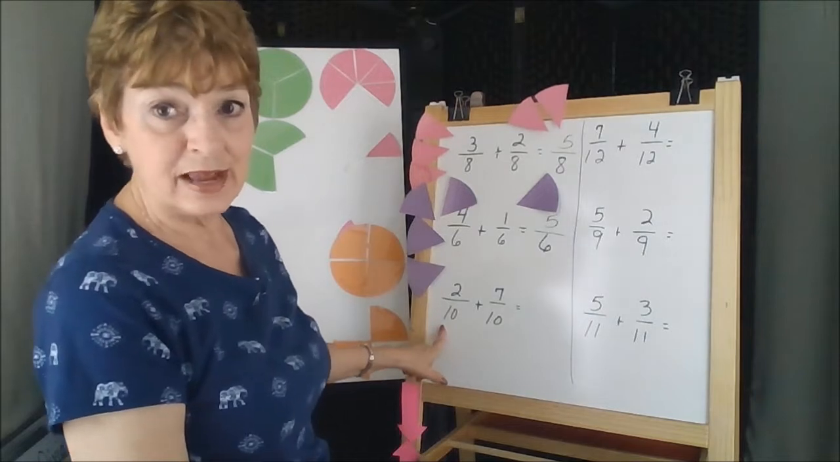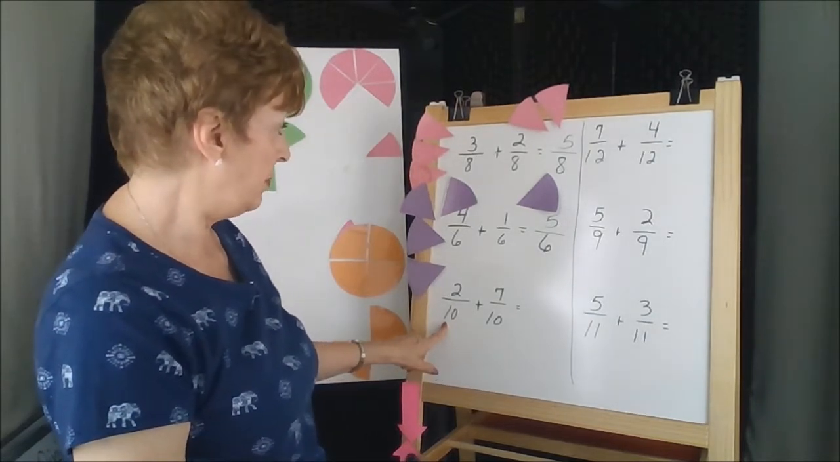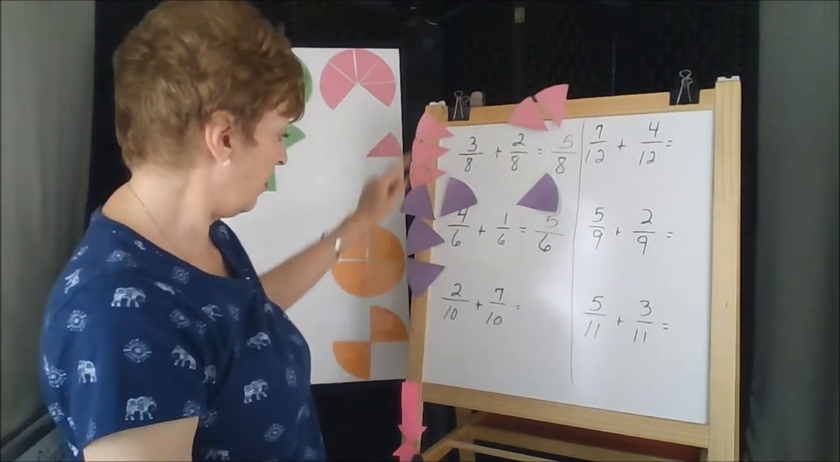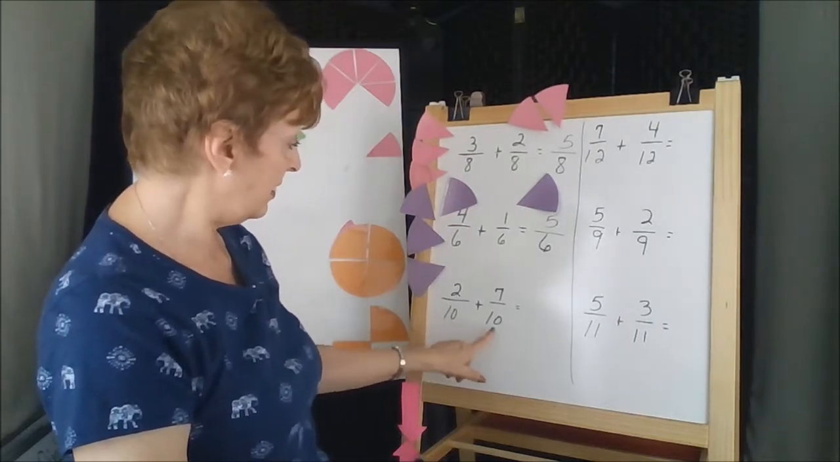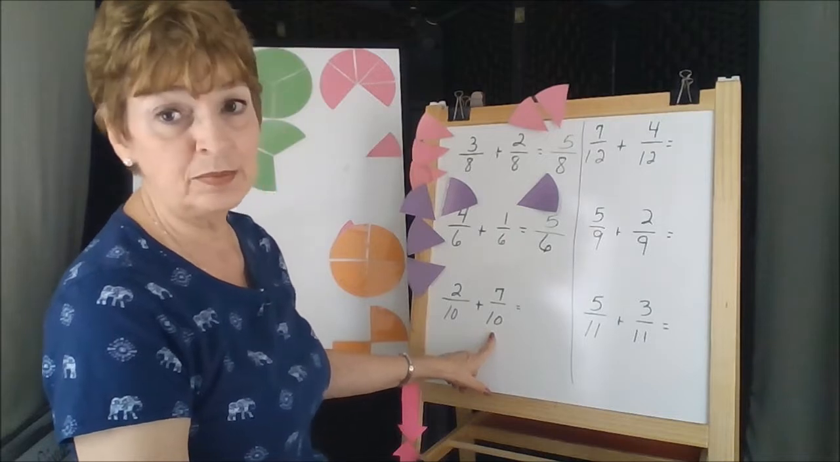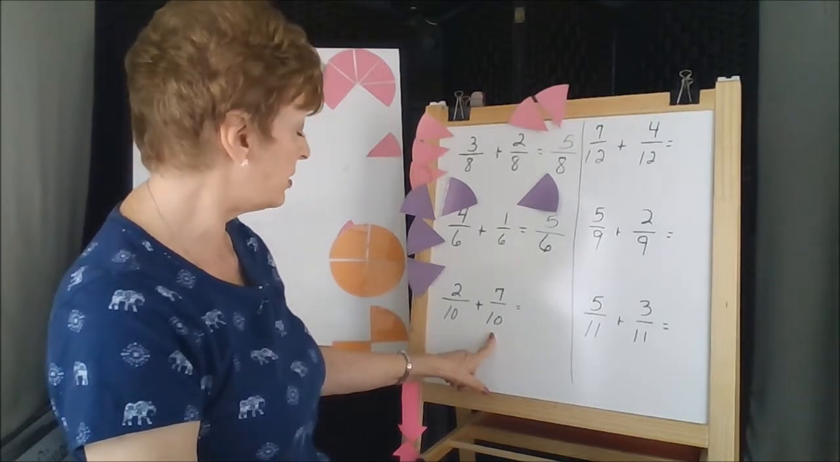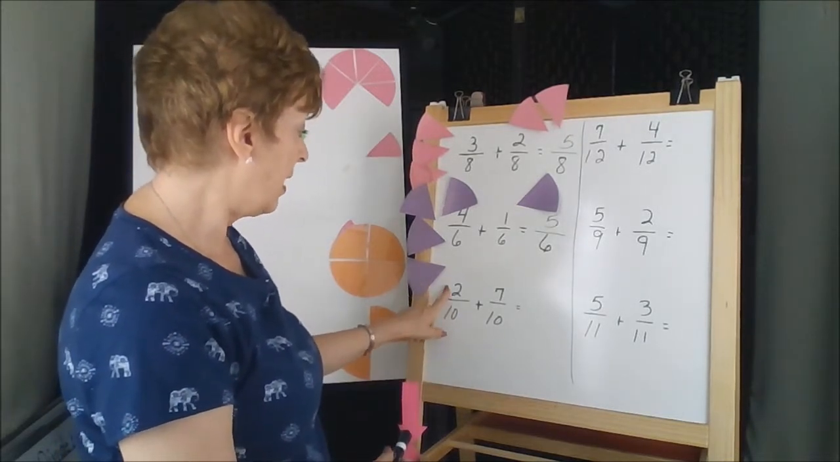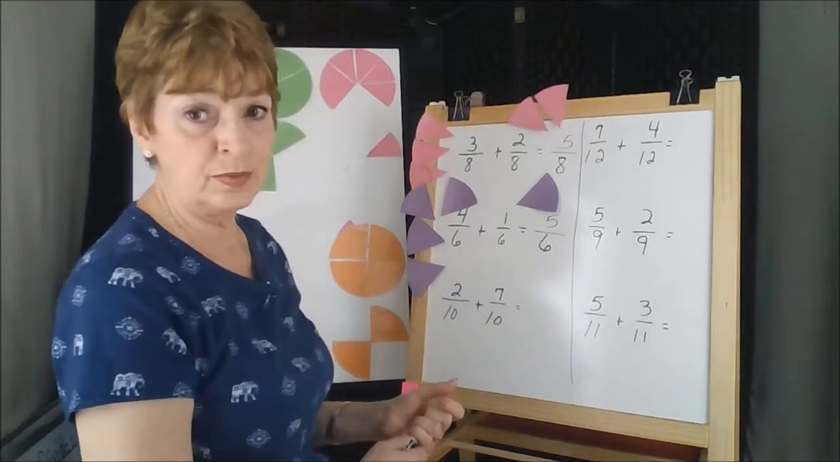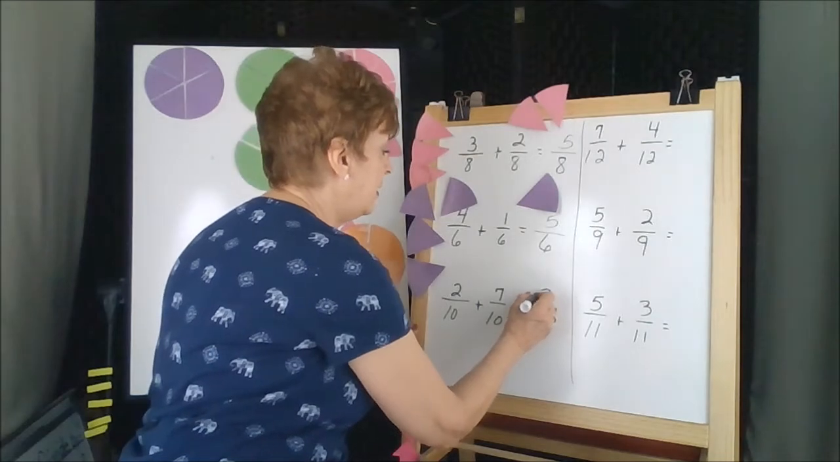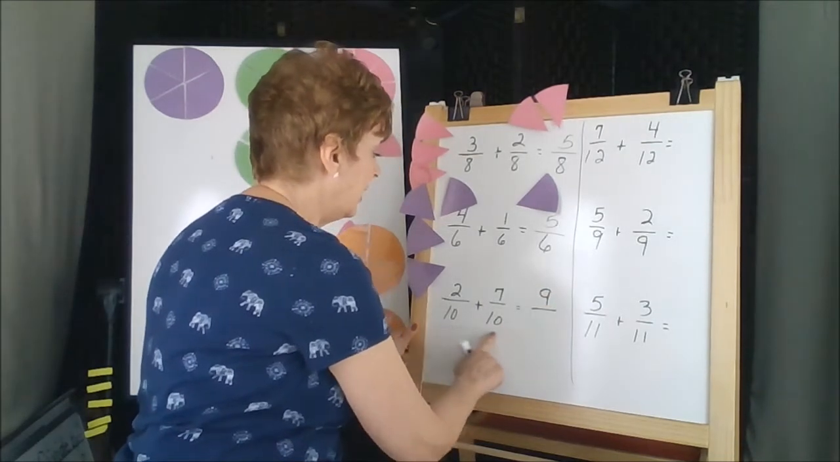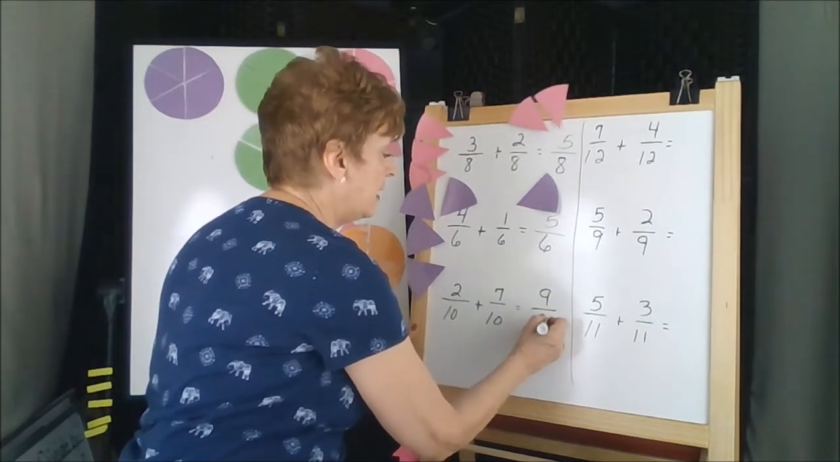I don't have an example of tenths. They would be skinnier, though, than these pink ones. But I do know that the tenths are the same labels on both of these fractions. So I'm allowed to add up the number of pieces in the numerator. 2 plus 7 is 9, and copy the size of the piece.